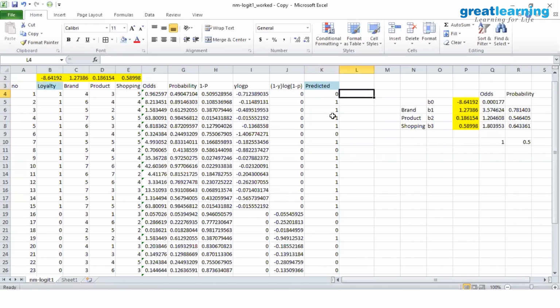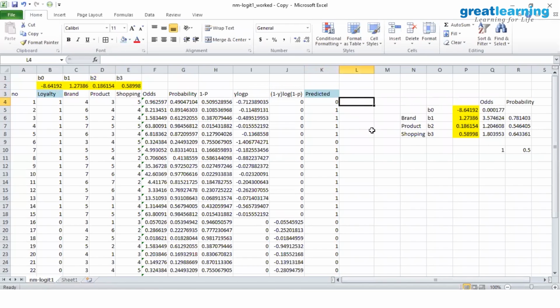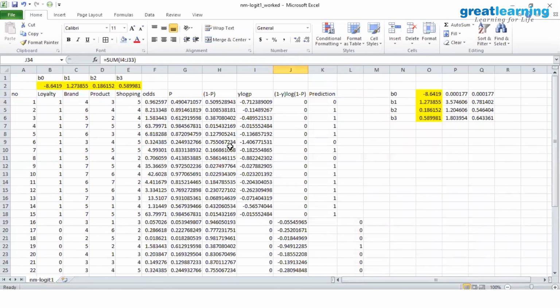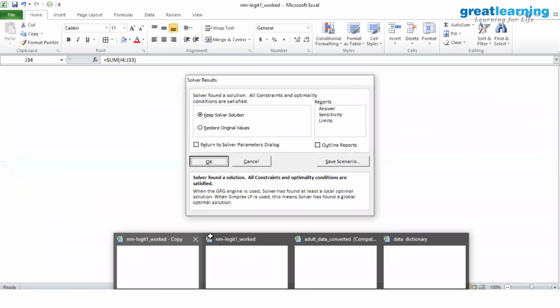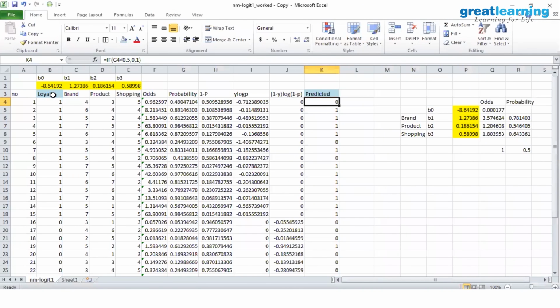So based on the predicted and actual, can I draw a confusion matrix right now? How many are actually 1 and how many are predicted as 0? This becomes the actual. This becomes the predicted. Now, can you draw a confusion matrix out of it? So now, what is it? True positive, false positive, false negative, and true negative.